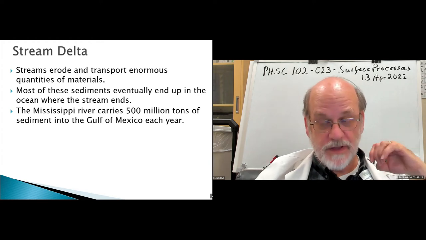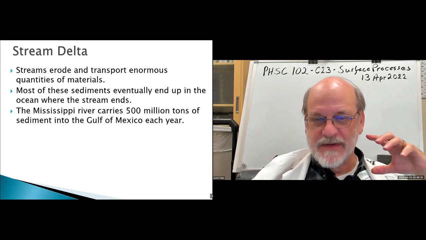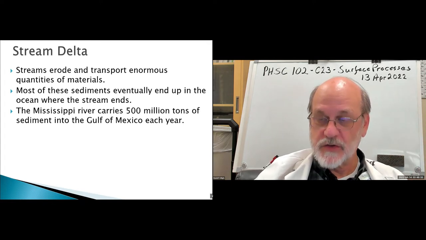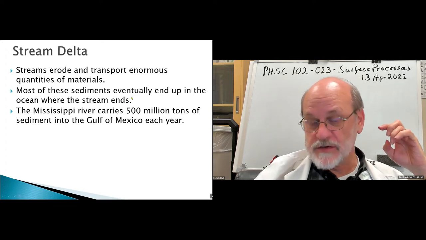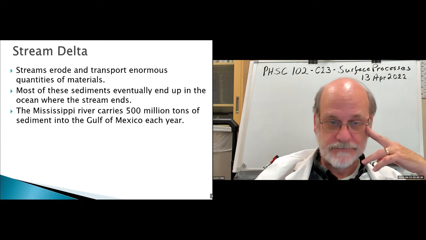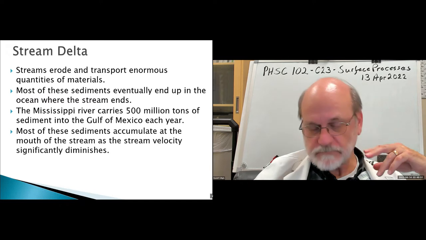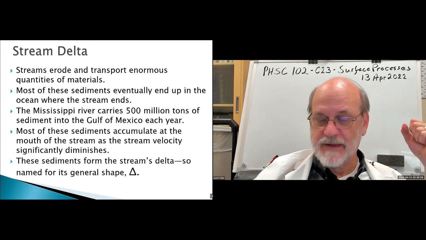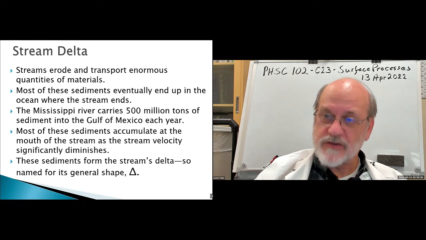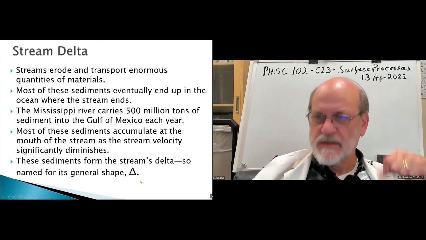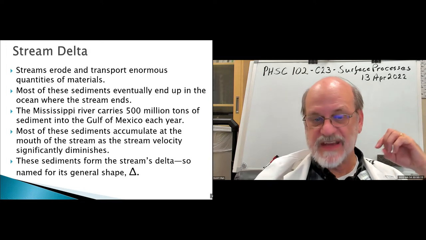Now, the Mississippi River is a massive example of a load carried to the ocean and forming a delta. And it carries around 500 million tons of sediment into the Gulf of Mexico every year. That is a lot. That's a huge load. And most of this accumulates at the mouth of the river, forming this delta, right? Why do we call it a delta? Because some of these structures actually look like the Greek letter delta. That's why I put it down there. Looks like that triangle. But there's variability, but it's as good a name as any.